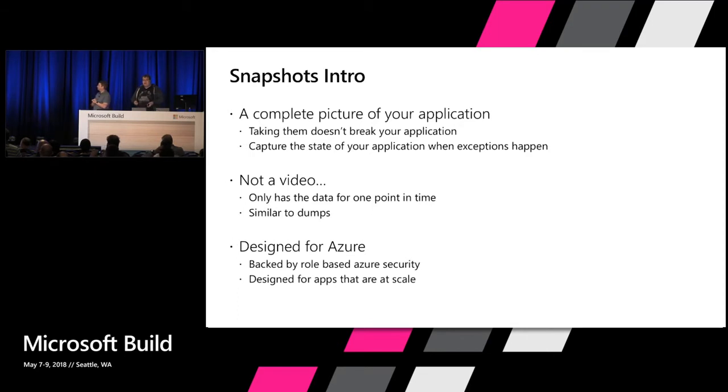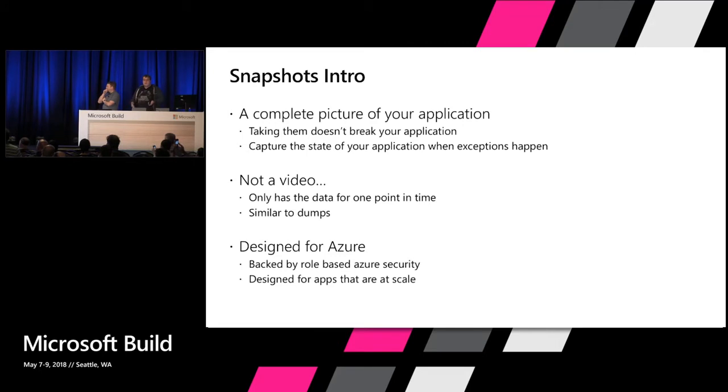So a snapshot, you can think of it as a complete picture of your application. It contains all the information about your application. Kind of like those things in CSI where you can just zoom in infinitely. It's actually like that. All the data is there. But it's not critically a video, it's just a point in time. So you can see information like when an exception happens or something like that, but you can't step and you can't go back. There's a whole other set of features we're working on for that, but right now it's really just a picture at a point in time.